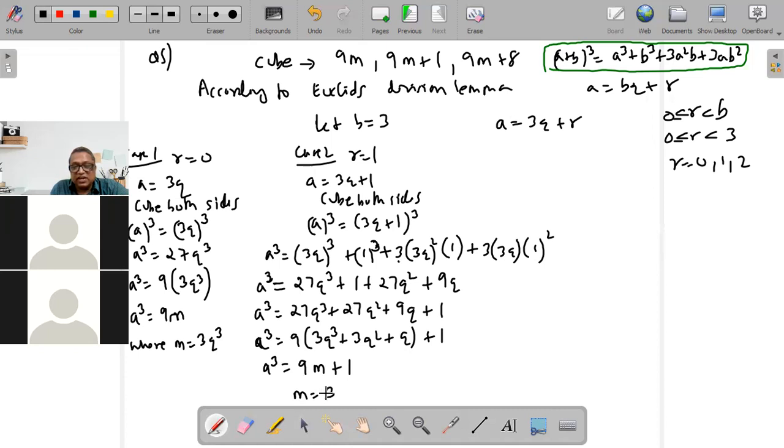So I am getting my second solution. What is that? The cube of a number, which came earlier, was 9m, and now I have got 9m plus 1.